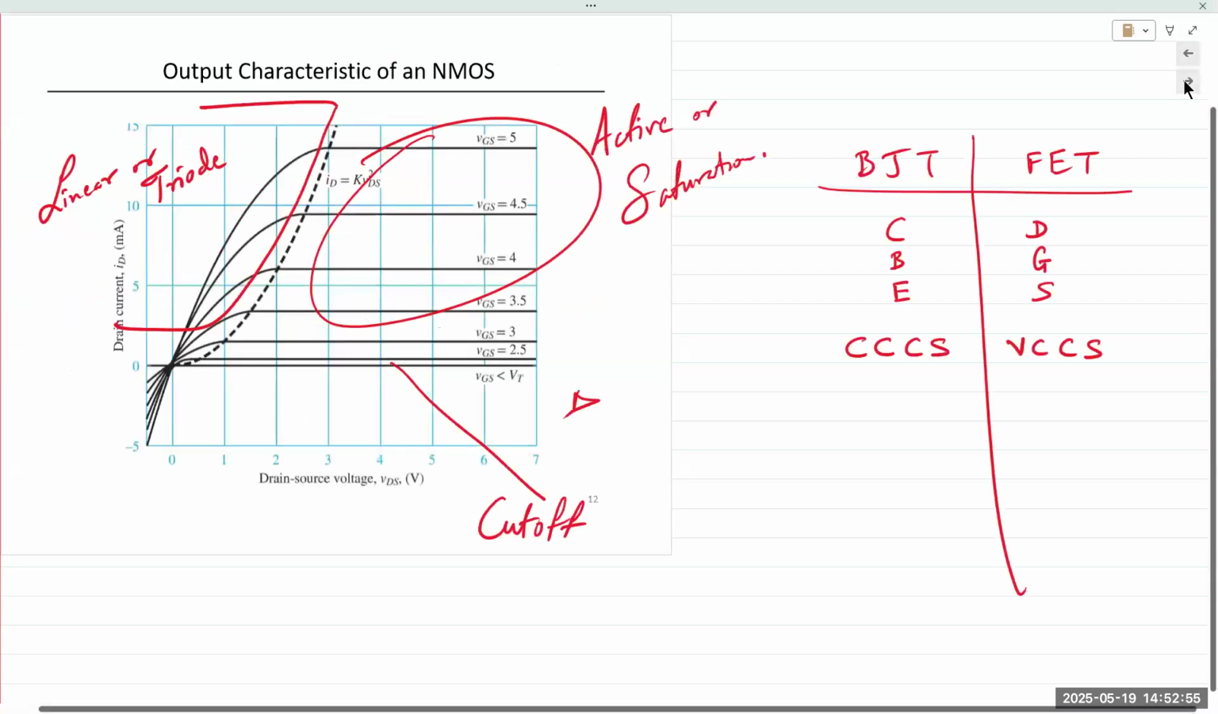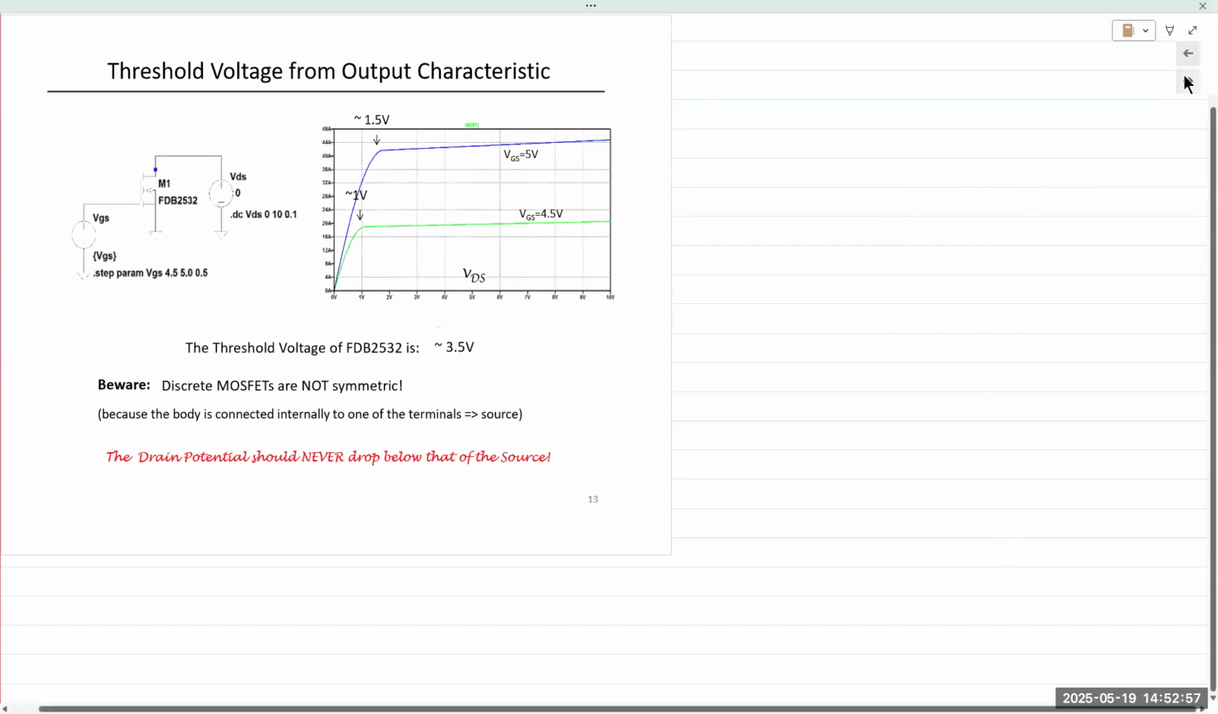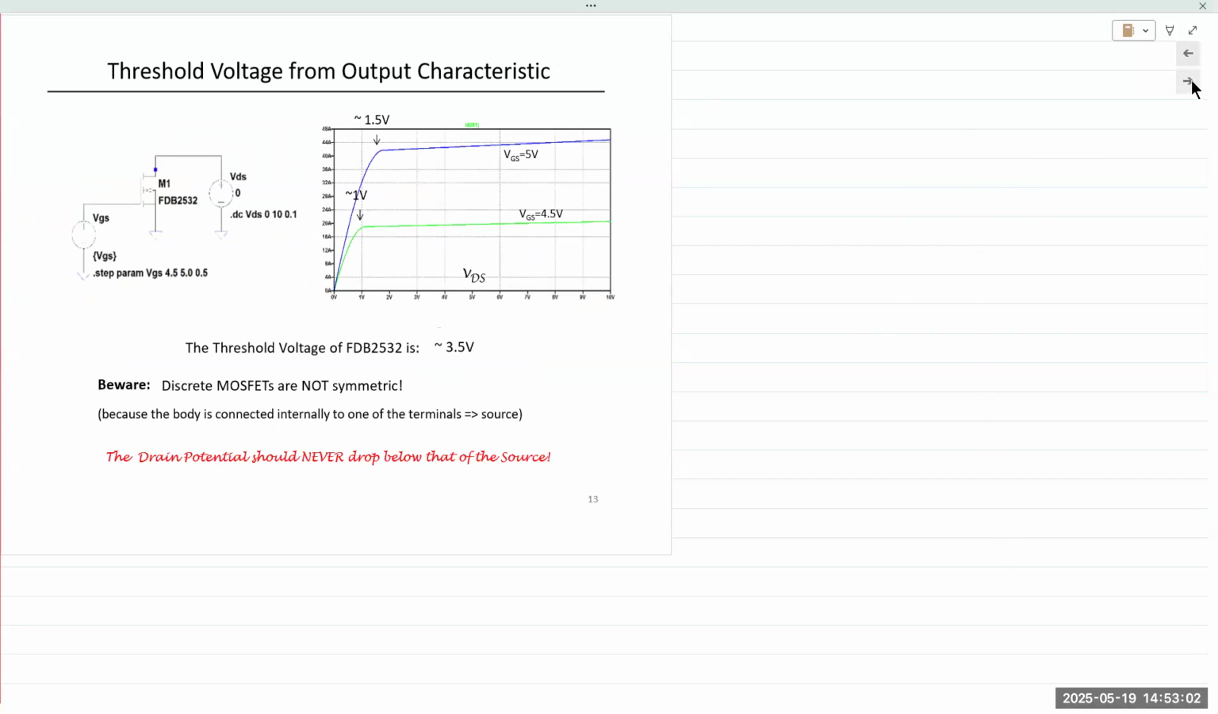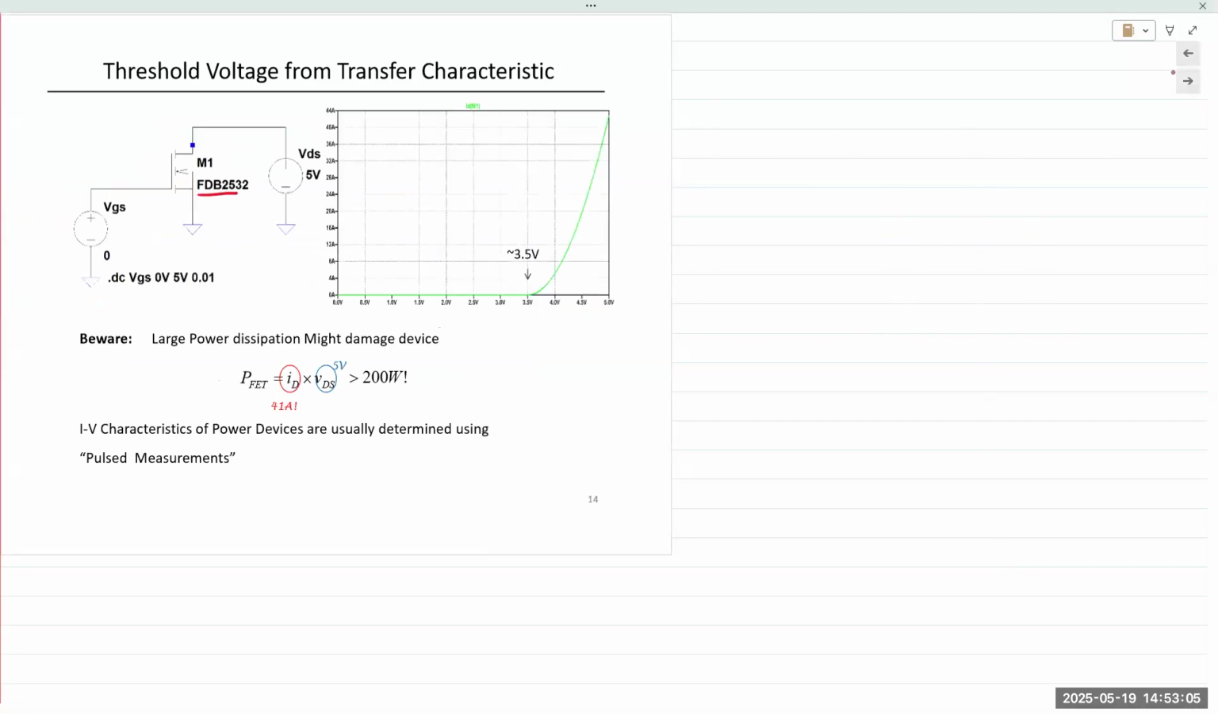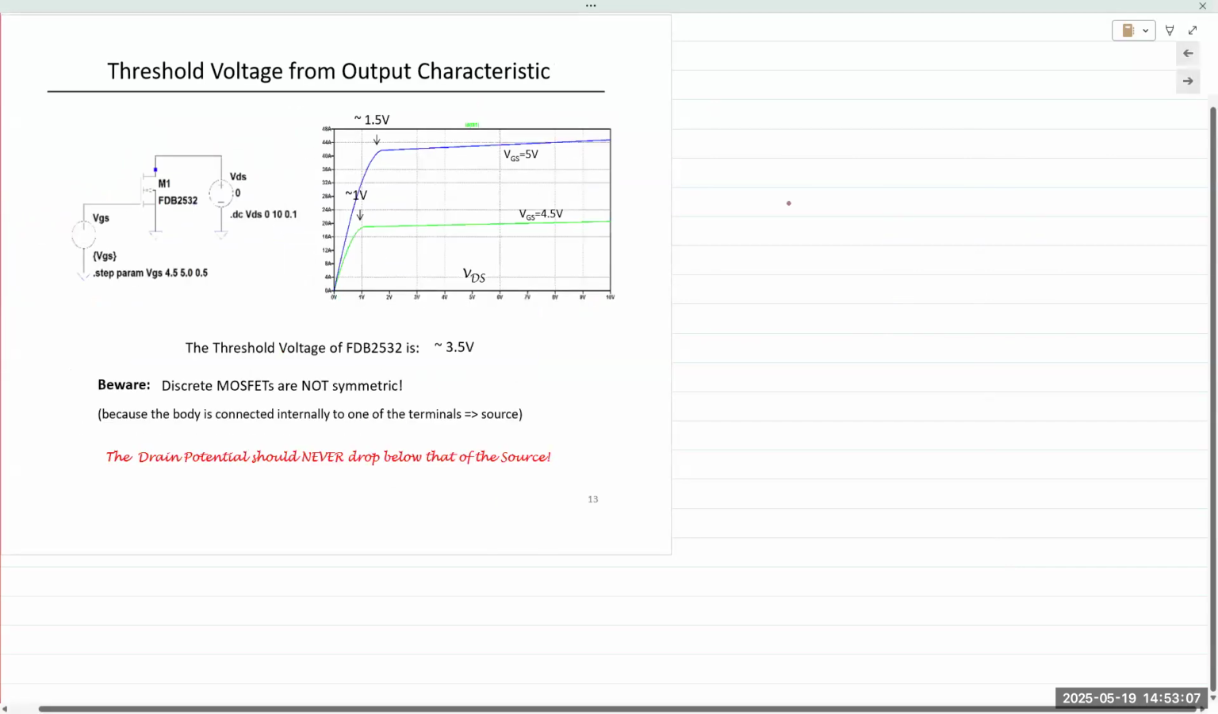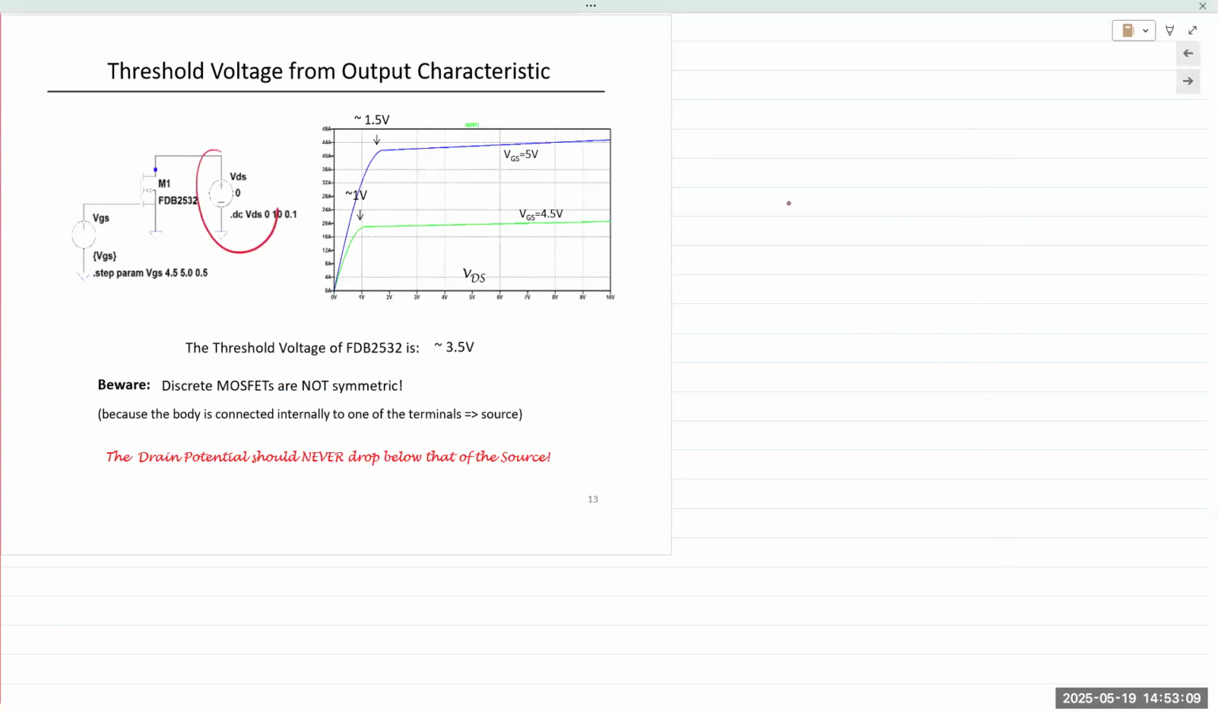If you wish to extract the parameters from the output characteristic, we can take a MOSFET. There's a MOSFET model 2532, I believe. Apply VDS, apply VGS. We are sweeping VDS from 0 to 10 volts in steps of 0.1 volt each, about 100 data points. And VGS is swept from 4.5 to 5 volts in steps of 0.5 volts each, meaning it's only 2 steps, 4.5 and 5.